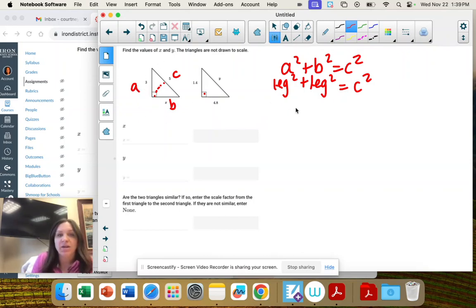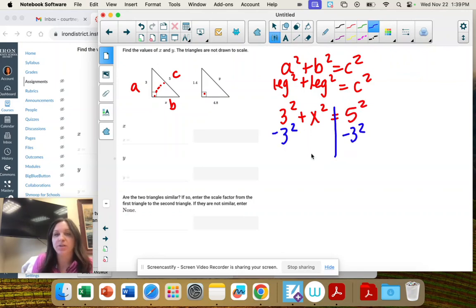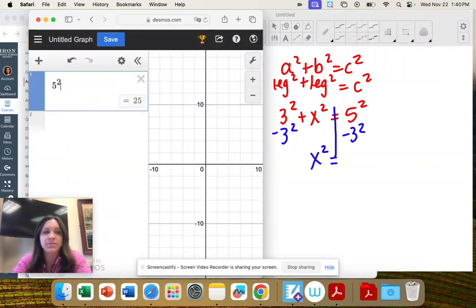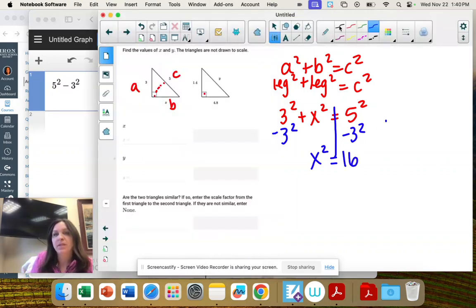We have a squared, so 3 squared plus b, which is x squared, equals 5 squared. I'm going to subtract 3 squared from both sides. 5 squared minus 3 squared is 16. Last step is to get rid of the square by taking the square root. So x equals 4.